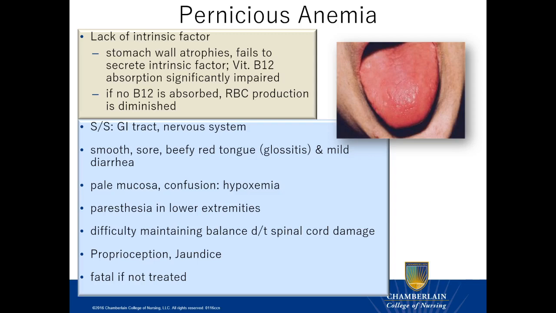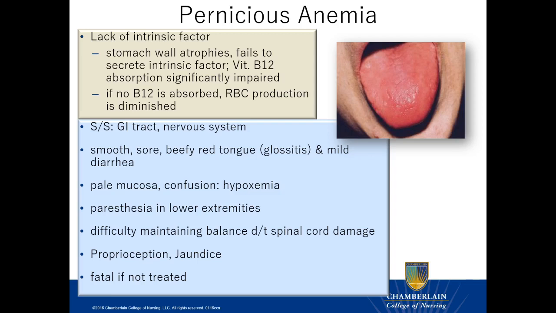So signs and symptoms, a lot are in the GI tract and the nervous system. And that's important. We may see that smooth, sore tongue, they call it beefy red glossitis, and diarrhea. So there may be some diarrhea here.